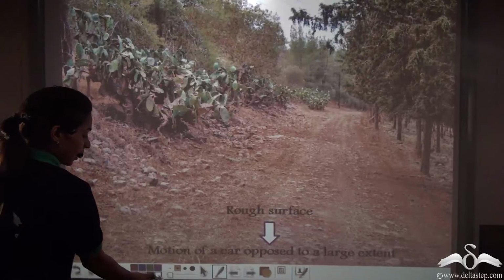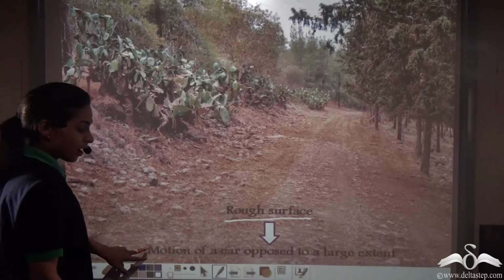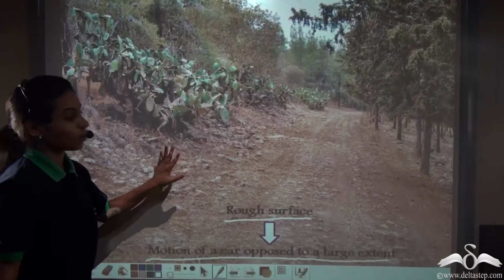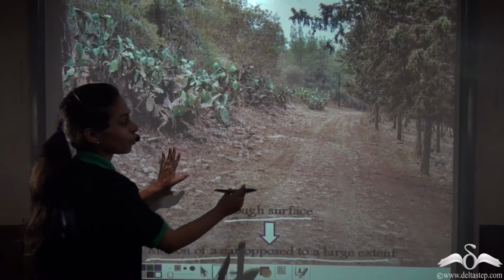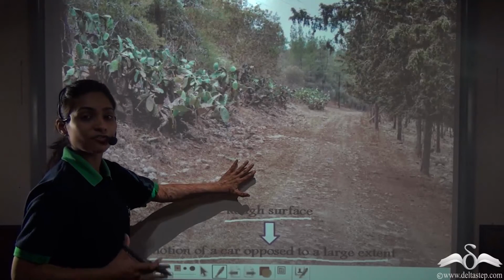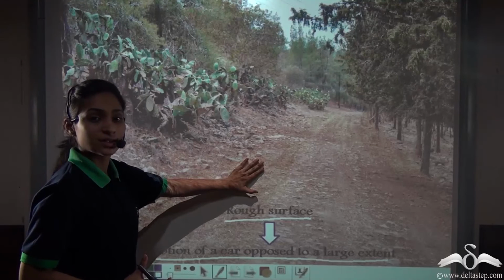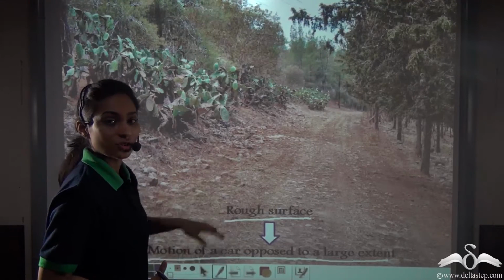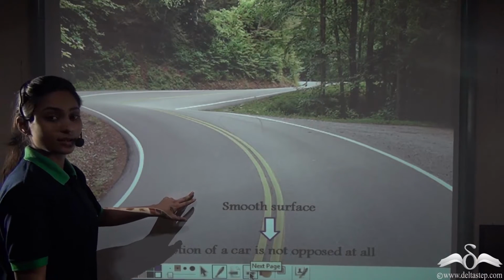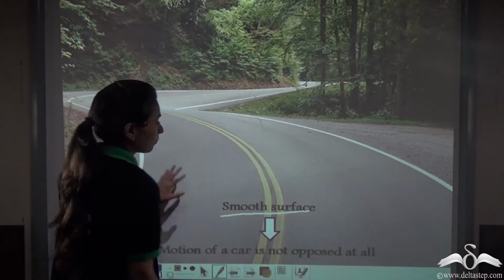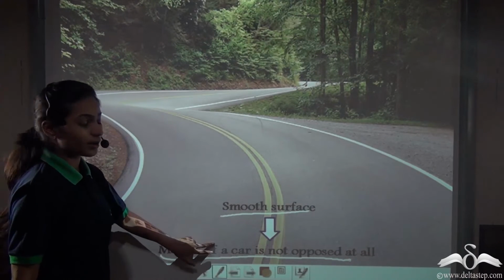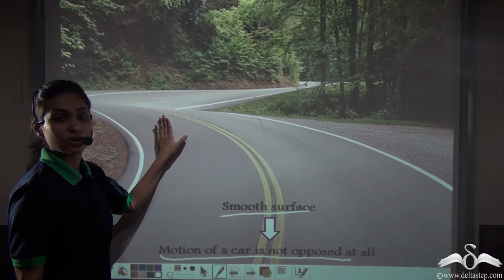So we can say that a rough surface, actually what does it do? The motion of a car gets opposed to a large extent when we move on a rough surface because of a lot of unevenness in this place. Now this unevenness creates a lot of irregularities, which creates difficulties for us to drive in such a road. Well, unlike the rough road, the smooth surface or the pitched road actually does not oppose a motion of the car. That is, the motion of a car is not opposed at all when we drive on a smooth road.